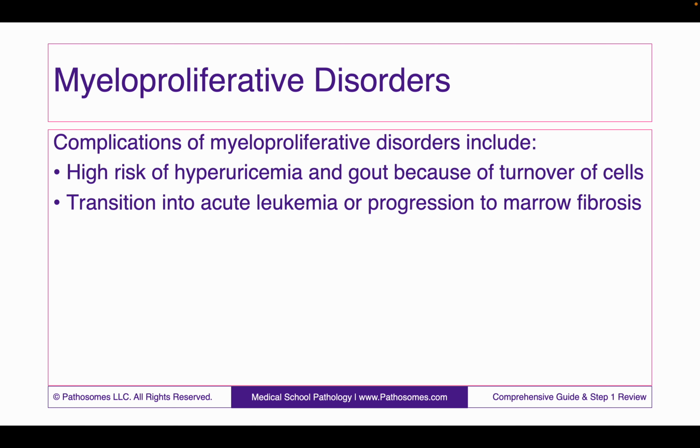Complications of myeloproliferative disorder include high risk of hyperuricemia and gout because of that rapid turnover of neoplastic cells. Also, myeloproliferative disorders may transition into acute leukemia or progression to marrow fibrosis.